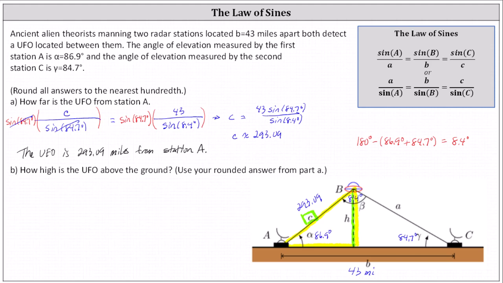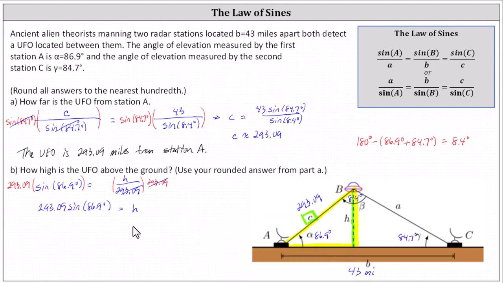This indicates the sine of 86.9 degrees equals the ratio of the opposite side to the hypotenuse, which is H divided by 293.09. To solve for H, we multiply both sides by 293.09. Simplifying, we have the height H equals 293.09 times the sine of 86.9 degrees.